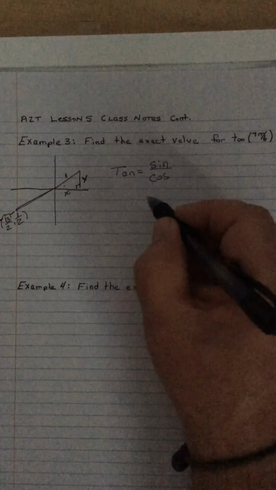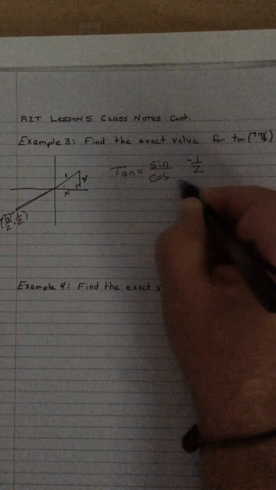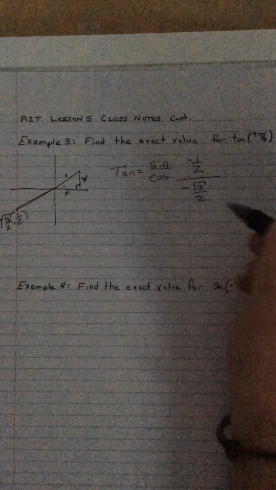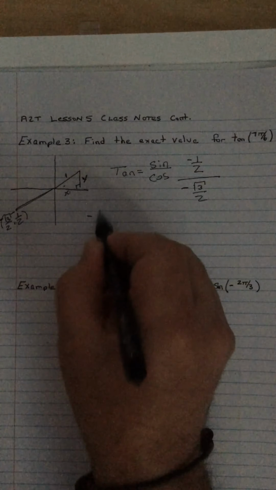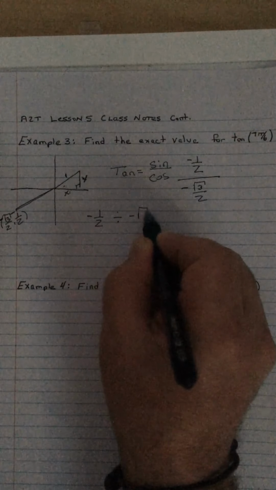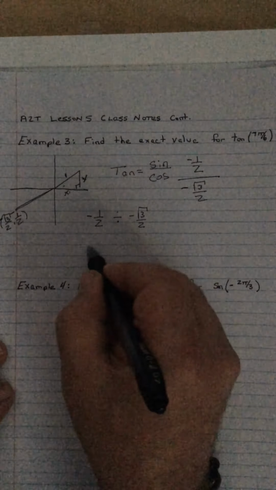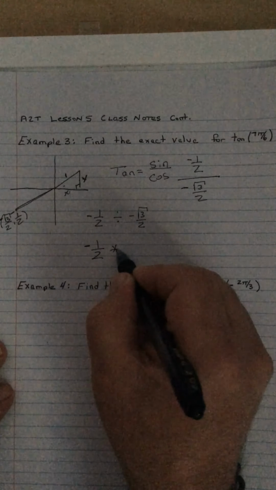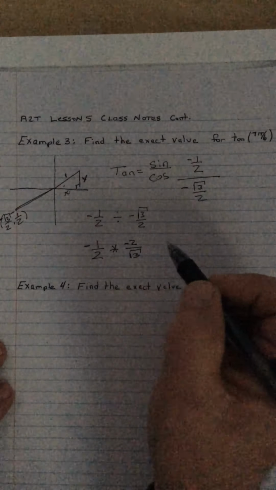So what I would do is I would take my sine, negative 1/2, put it over my cosine, negative root 3 over 2. Now we need to deal with the division of fractions. So that's negative 1/2 divided by negative root 3 over 2. To divide fractions, we multiply by a reciprocal. So negative 1/2 times negative 2 over root 3.